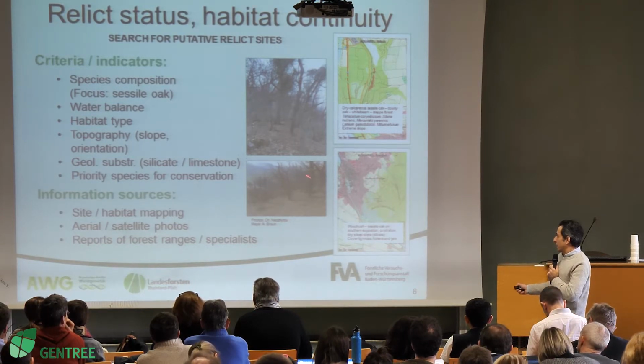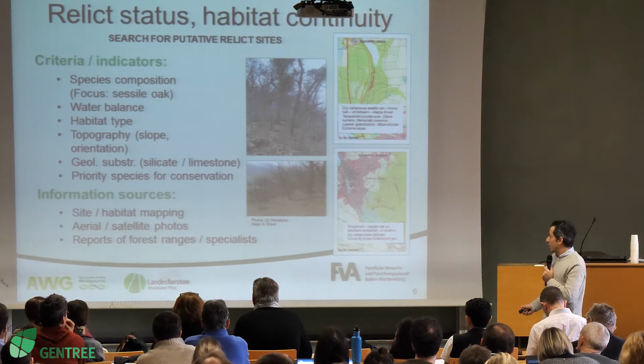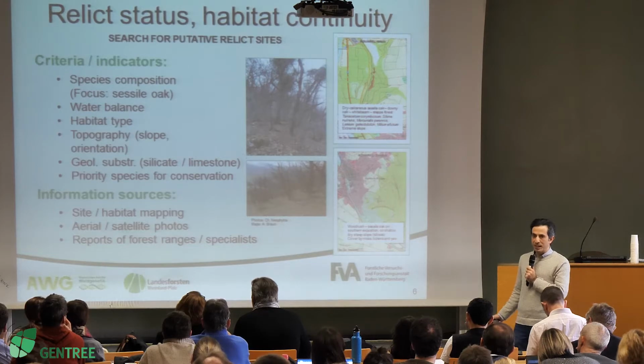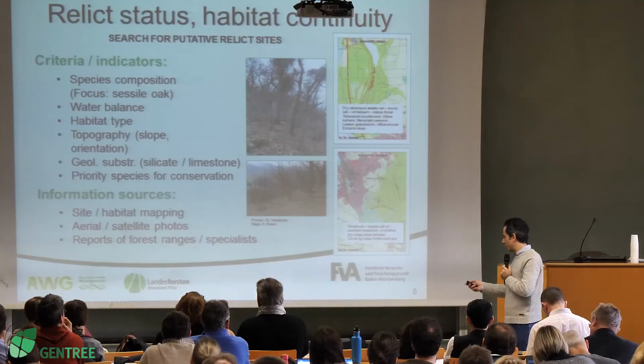To look for such sites, we use geographic data from a GIS database, which describes the site. We have site condition mapping. We also have some relict insect species, which are also documented. If we have such information, we use it, and then we visit the place and decide whether to include it in the project or not.